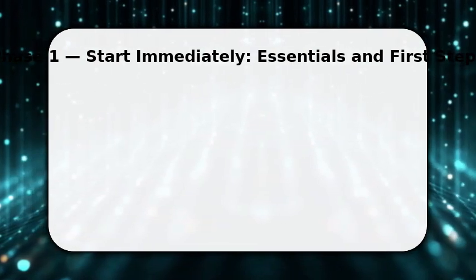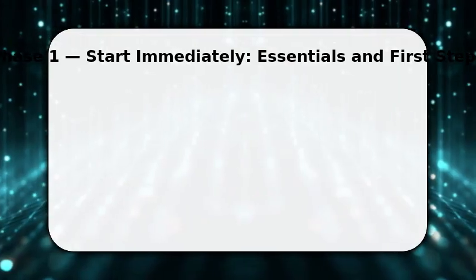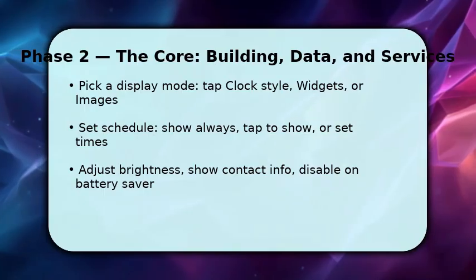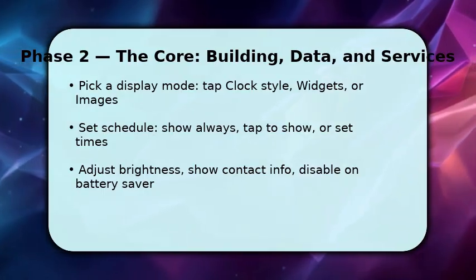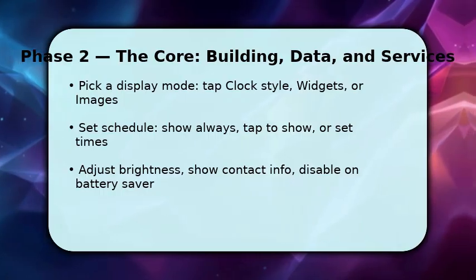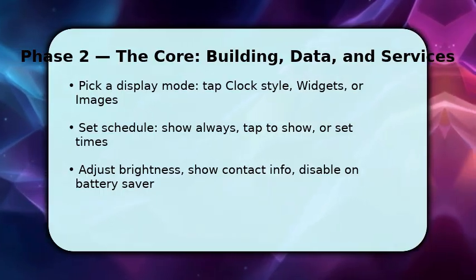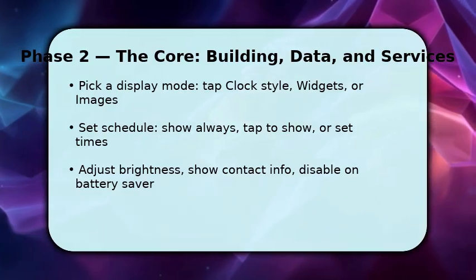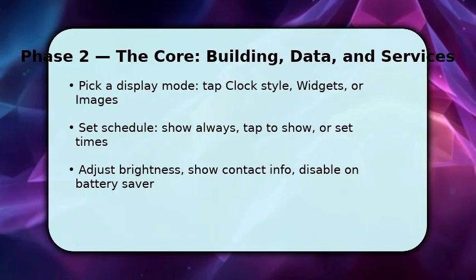Once AOD is enabled, you customize how it behaves and why each option matters. Tap Clock Style to choose analog, digital, or a custom image. That affects readability and power use. Next, set the schedule. Always tap to show or specific times, because this balances visibility versus battery life.